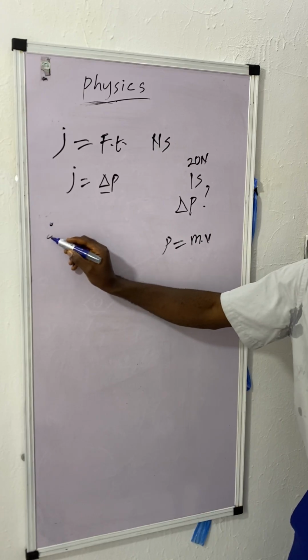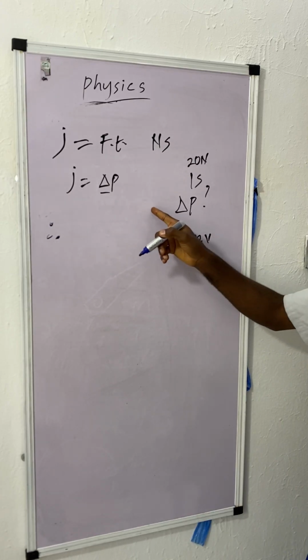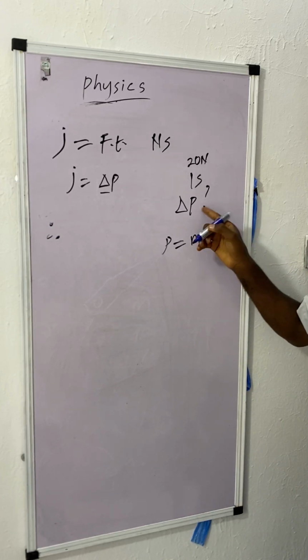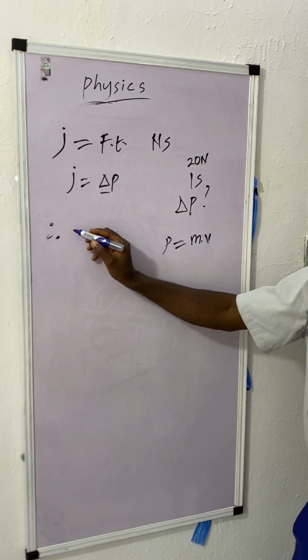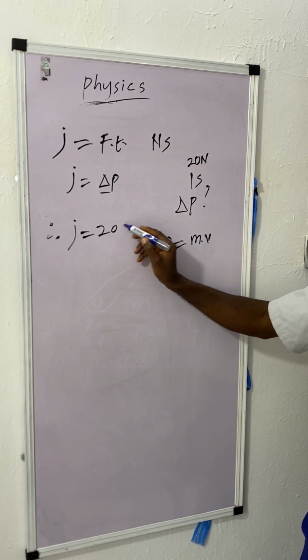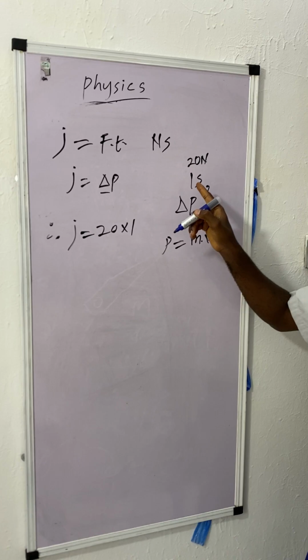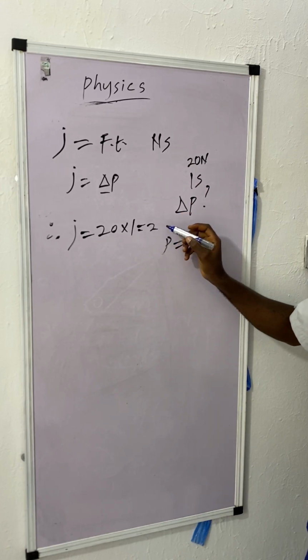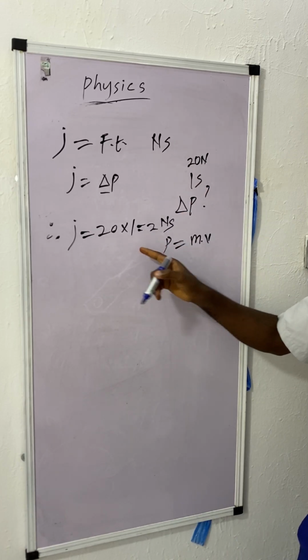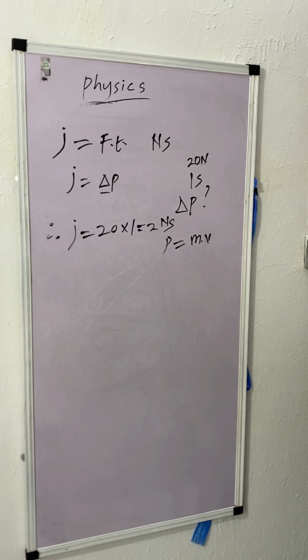So therefore, since impulse is equal to change in momentum, and we are asked to find the change in momentum, we are going to calculate impulse. J equals 20 times 1, force times time, which will give us 20 Newton second. So this is the change in momentum.